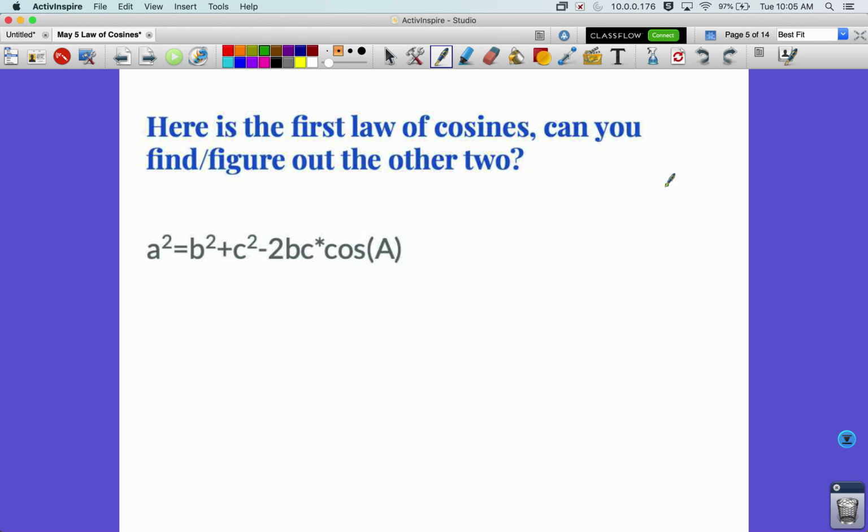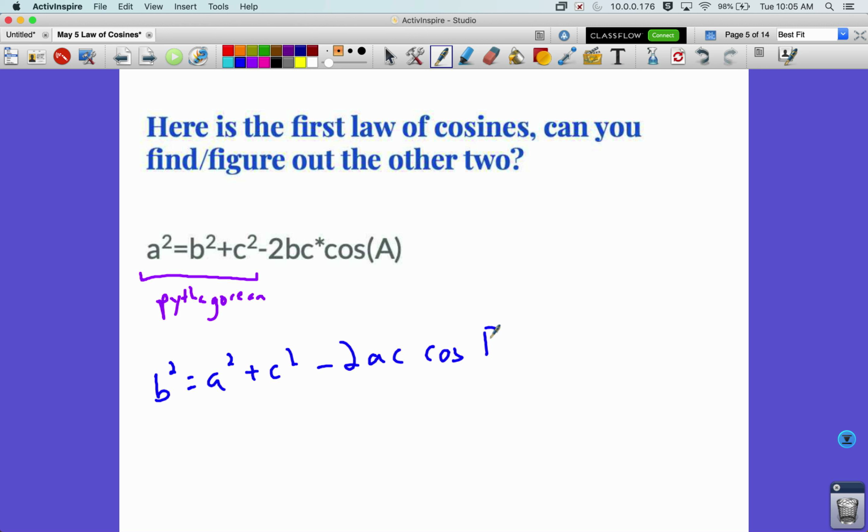Get this copied down in your notes. Here's the first law of cosines. Can you figure out the other two? a squared equals b squared plus c squared. That comes from the Pythagorean theorem. And then you get the minus 2bc cosine A. Let's see if we can figure out what it would be for b squared. b squared equals a squared plus c squared minus 2ac cosine B. So everything just kind of switches places.